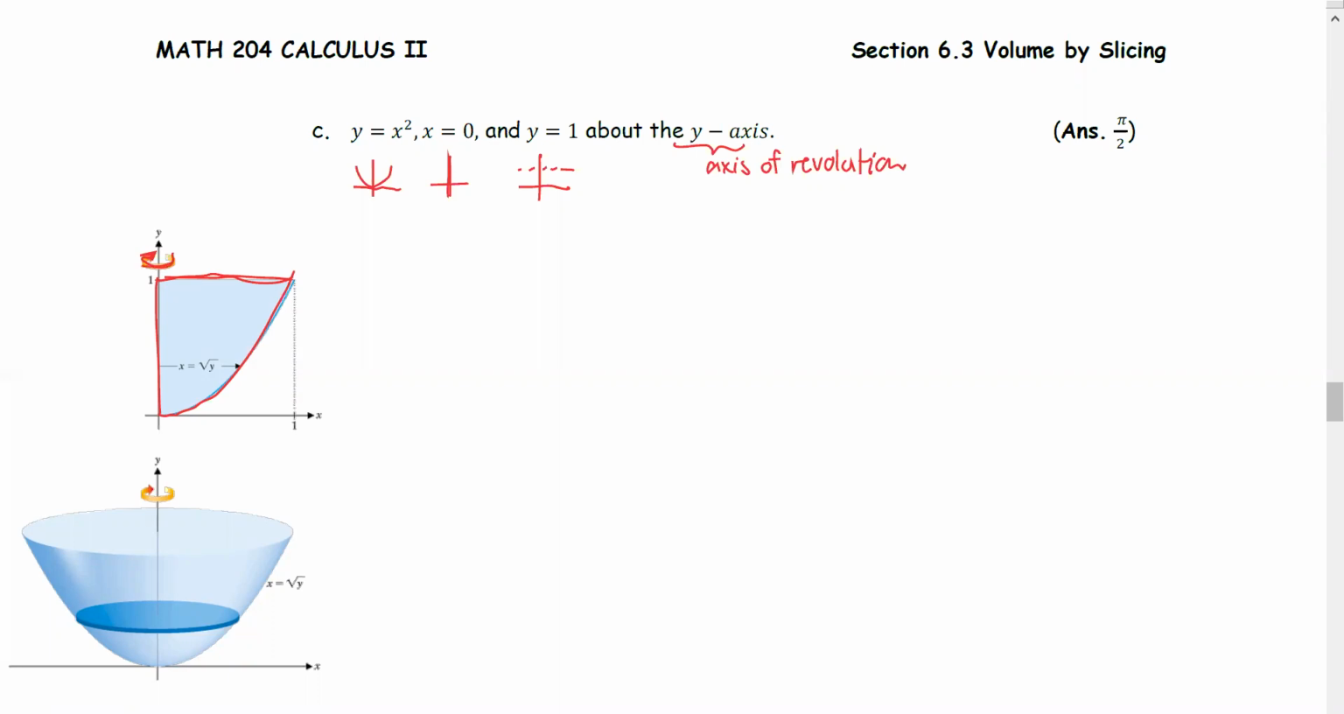With this method, we make a slice perpendicular to the axis of revolution. That shows us the thickness is delta y or dy. That's a sign of the integration with respect to y. So we have to look for the interval of integration in y. The lowest y is 0, the highest y is 1.